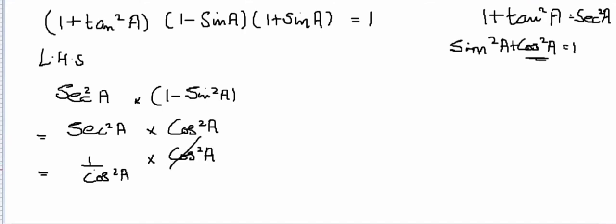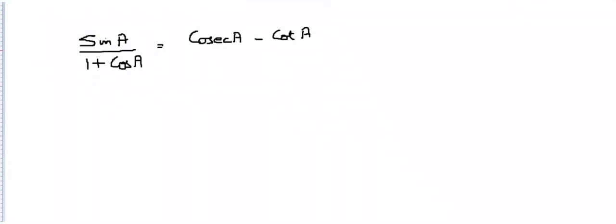Now this cos square A cancels out and we will get 1, that is our RHS. We have the question here, sin A upon 1 plus cos A. We have to prove it equal to cosec A minus cot A. So again I am starting with the LHS. Now here we have sin A upon 1 plus cos A.